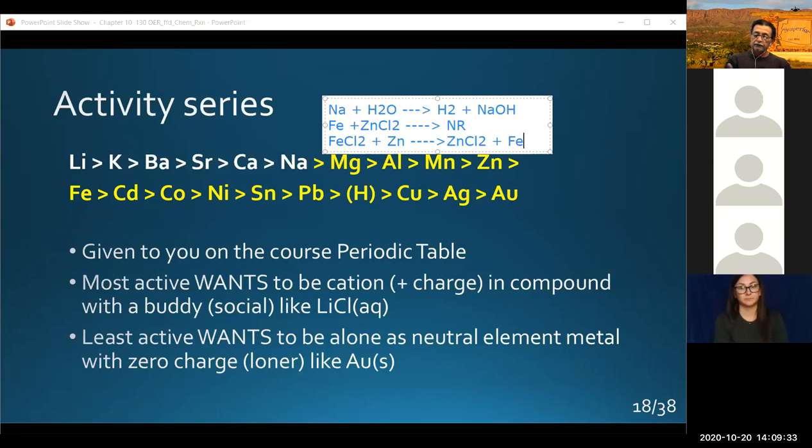So we created, by taking pure zinc and reacting it with iron(II) chloride, we get elemental iron. We plate iron and zinc chloride. Okay. In the first example that I demonstrated, number 1 example and number 2 example.